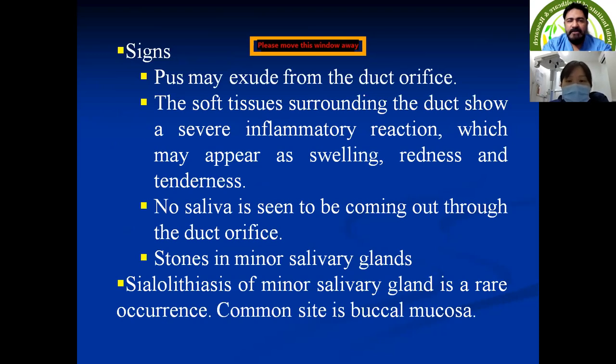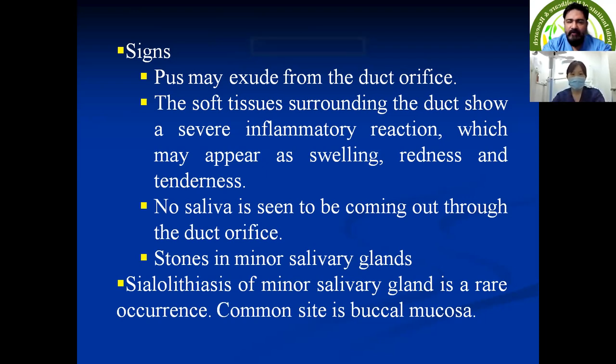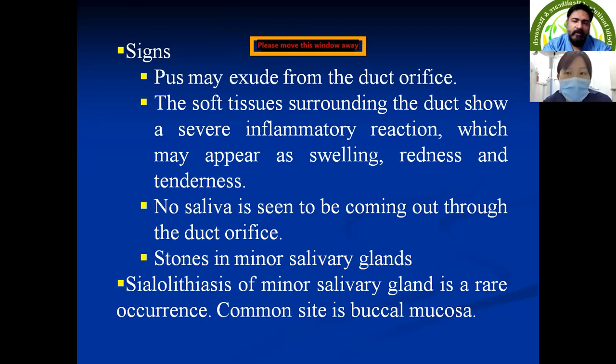Signs: pus may extrude from the duct orifice. The soft tissue surrounding the duct shows a severe inflammatory reaction, which may appear as swelling, redness, and tenderness. No saliva is seen coming out through the duct orifice. Stone in the minor salivary glands, or sialolithiasis of minor salivary glands, is a rare occurrence. Common site is the buccal mucosa, so there will be a generalized inflammation of the buccal mucosa there.